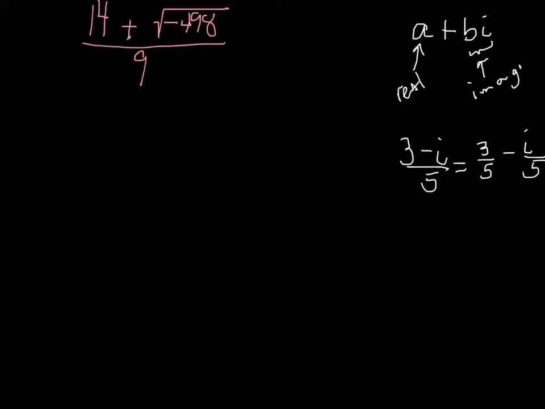Okay, so first of all, we notice that under our square root, we have a negative number, right? And we already know that we can't take the square root of a negative number. However, the square root of a negative 1 is I. So if we factor out a negative 1 from the inside, we have a negative 1 times 498, like so.